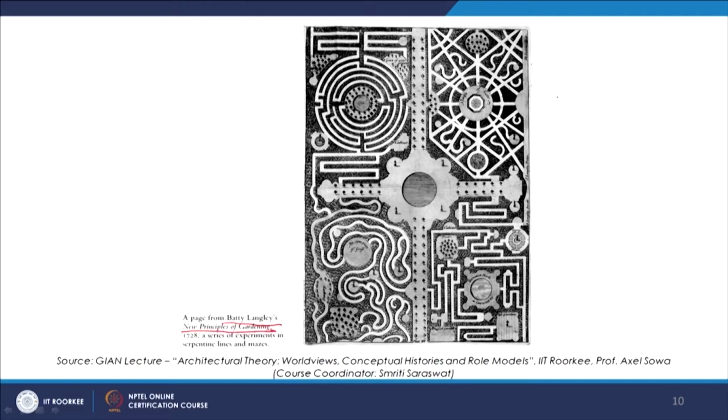So when we are talking about city planning and landscaping, a lot of principles of gardening and a lot of experimentation with serpentine lines and mazes were seen in the city planning or the interior architecture, landscaping, and again this is also a system, how the principles of gardening are translated in interior architecture.